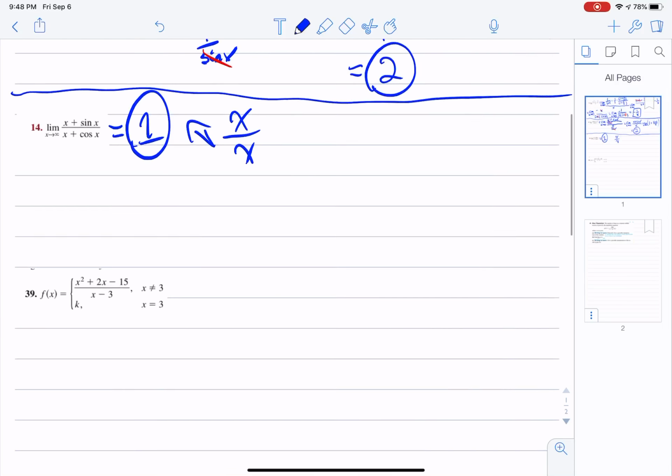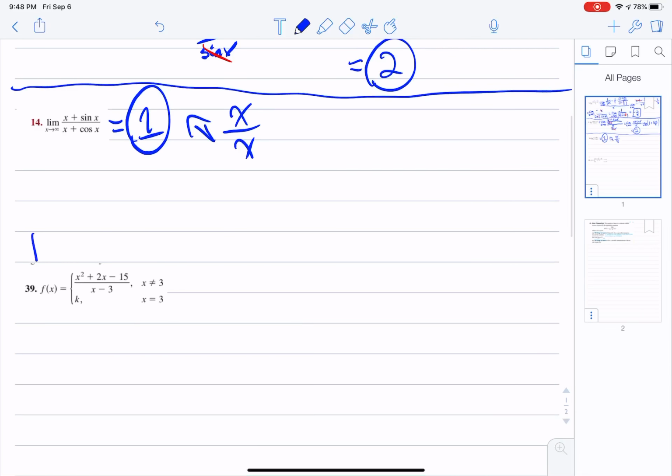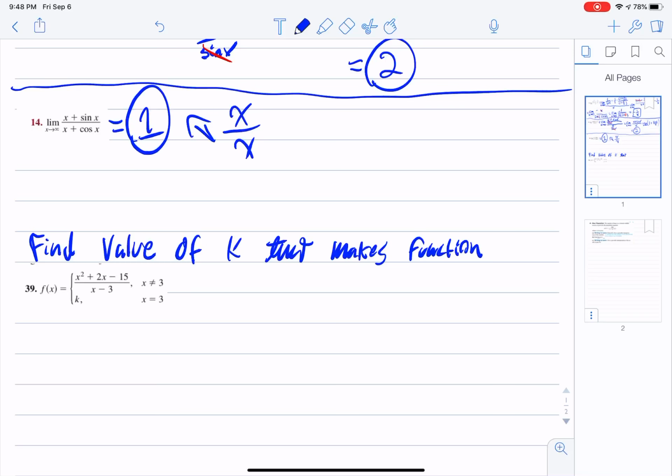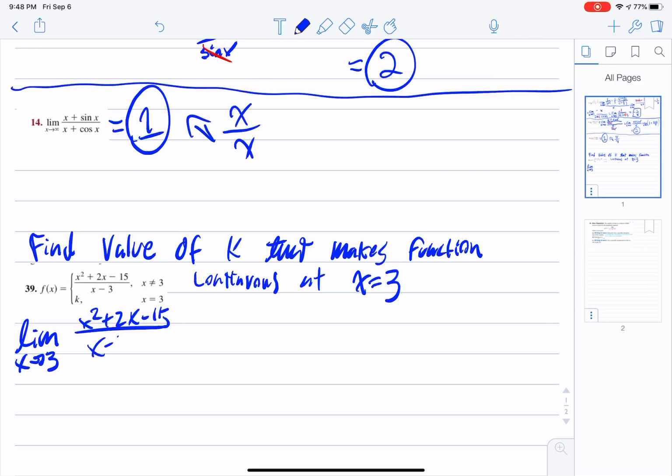Okay, so this question asks us to find a value of k that makes the function continuous at x equals 3. So to do this, we have to take the limit as x goes to 3 of x squared plus 2x minus 15 over x minus 3.